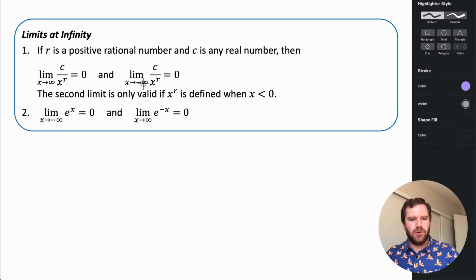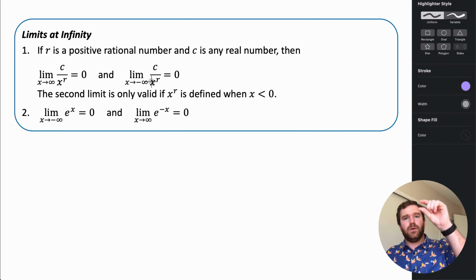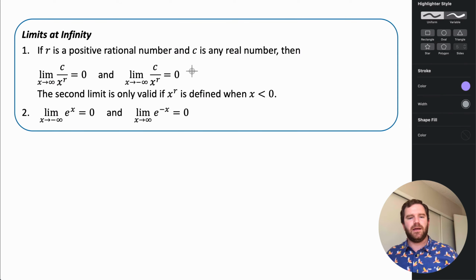And the same is going to be true going in the other direction. If x is approaching negative infinity, even if it's a negative number, you take a really, really, really big negative number and divide something constant by it, it is essentially 0. So that limit would be 0. So this says the second limit is only valid if x to the r is defined when x is negative, right? So this has to be defined in order for that to exist.